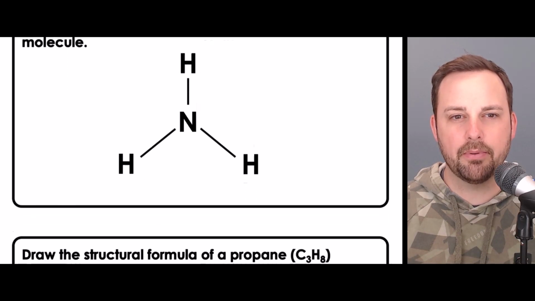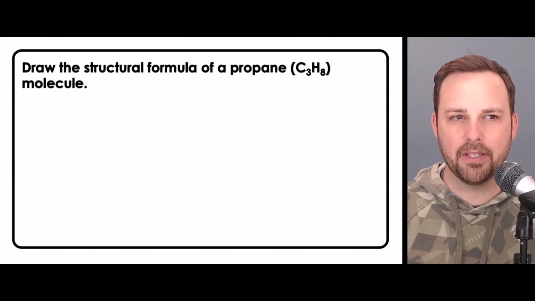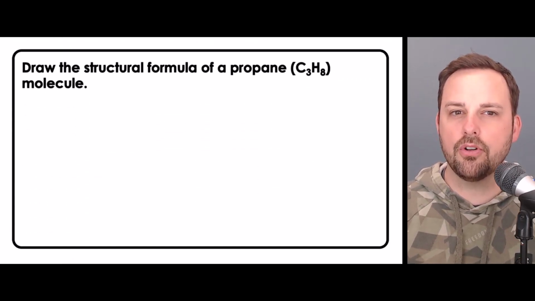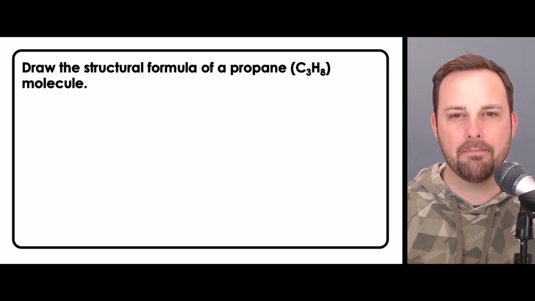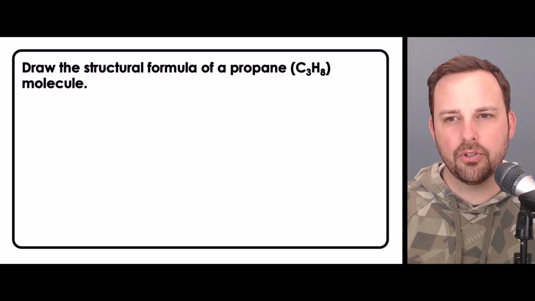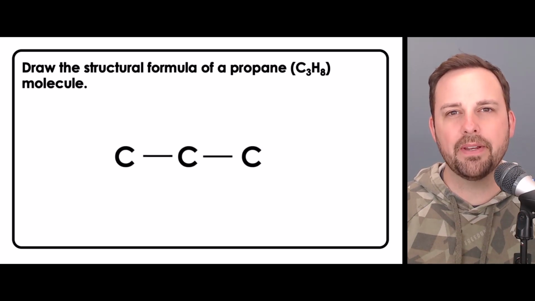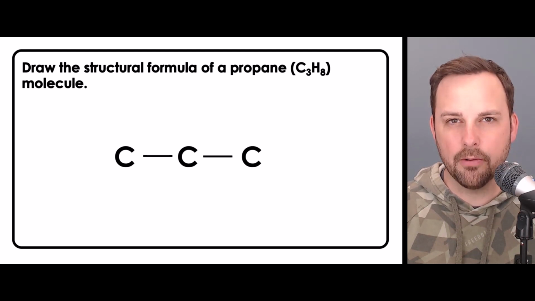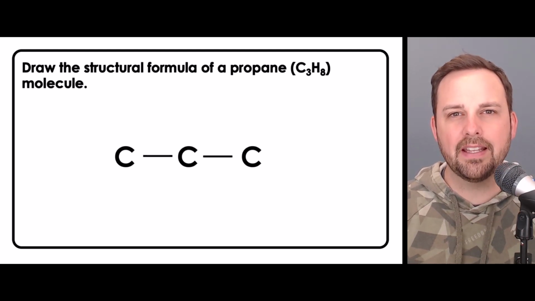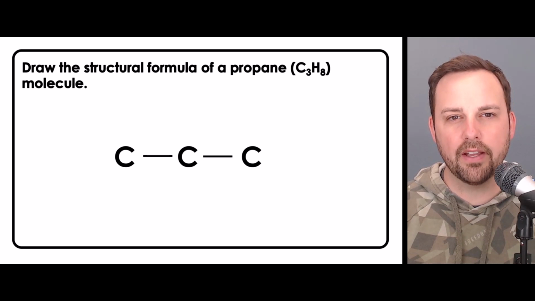Here's another example that's significantly more complicated. We're going to draw the structural formula of a propane molecule. That's C3H8. I think it'll be easiest if I just show you how to draw this one. The core of this molecule is a chain of three carbon atoms. A carbon, another carbon atom, and another carbon atom, all connected end to end by a single covalent bond. That is one shared pair of electrons between each of these carbon atoms.